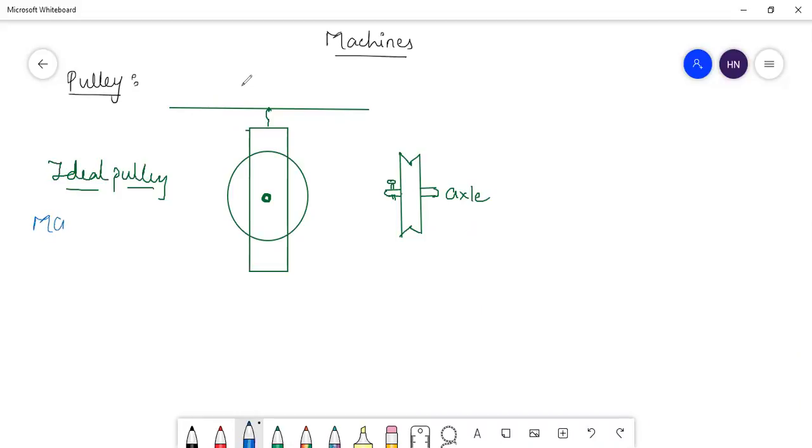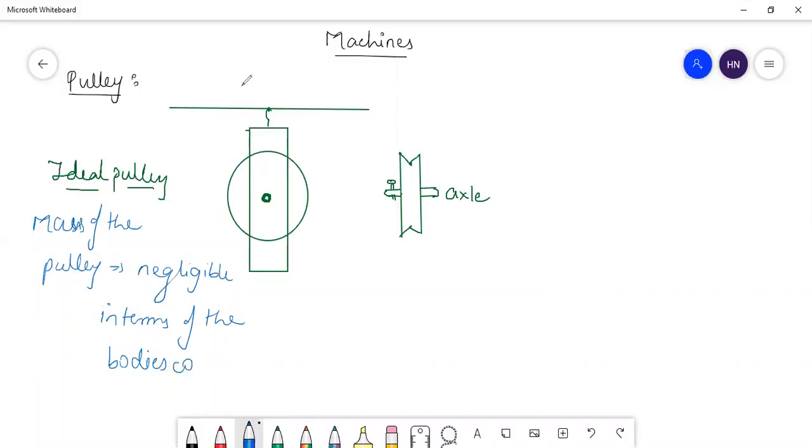Second, the mass of the pulley is negligible, negligible in terms of the bodies connected. Whichever external bodies will be connected to this pulley system, in comparison to that, the mass of the pulley is negligible. So that is one important thing.